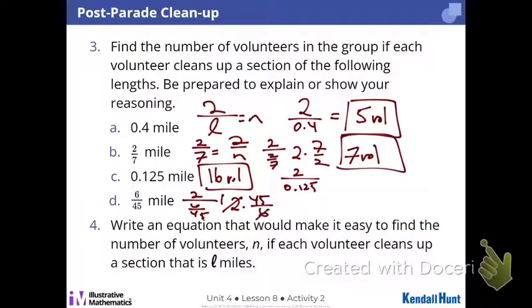I got a 1 and I got a 3. It's really just 45 divided by 3, for 15 volunteers. Oh, I got it right. Let's go. I thought I got it wrong.